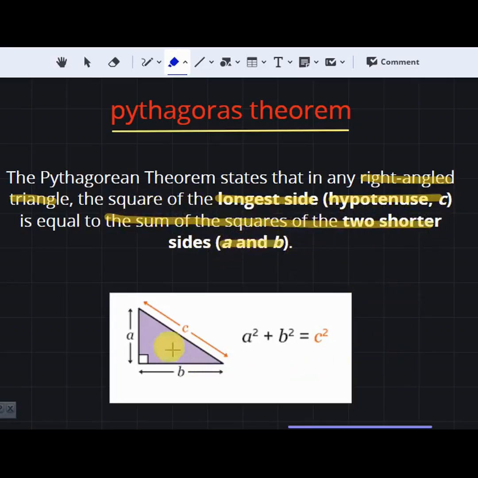If you look at this example, this is the longest side which is represented by C. The other two shorter sides are represented by A and B, and the formula is C squared is equal to A squared plus B squared.